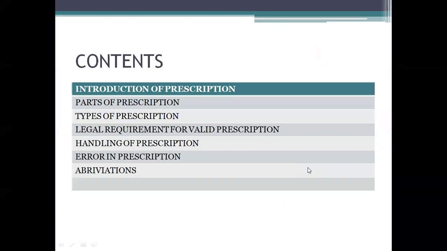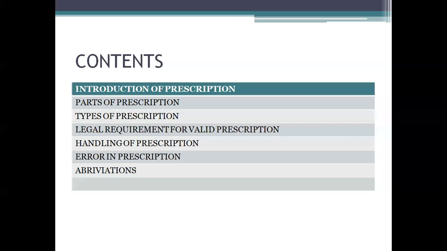In yesterday's class, we saw the contents of this chapter, the points we have to go through in this chapter: introduction of prescription, parts of prescription, types of prescription, legal requirements for valid prescription. Legal requirements are not in your syllabus. Types of prescription also are not in your syllabus, but they are important points regarding the prescription. That's why I included these points in this chapter. Then the important part is the handling of prescription. How to handle a prescription by the pharmacist. That is very important in the handling of prescription.